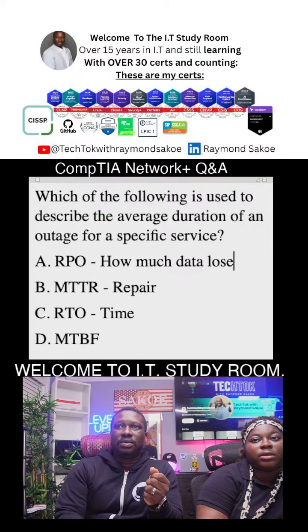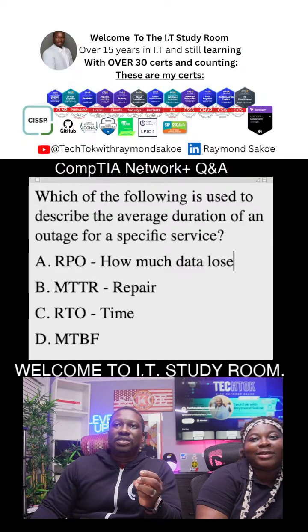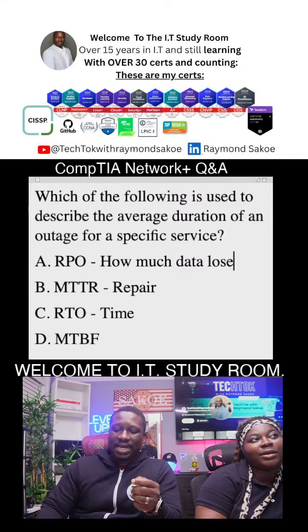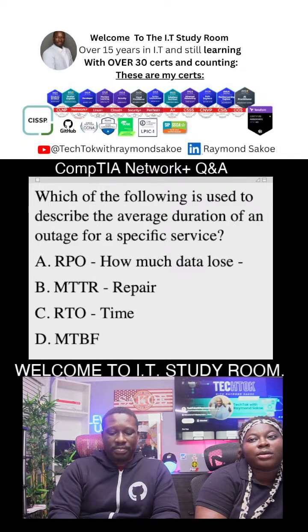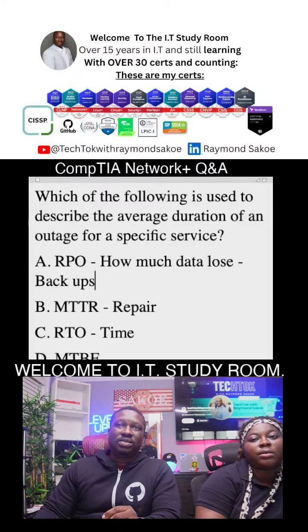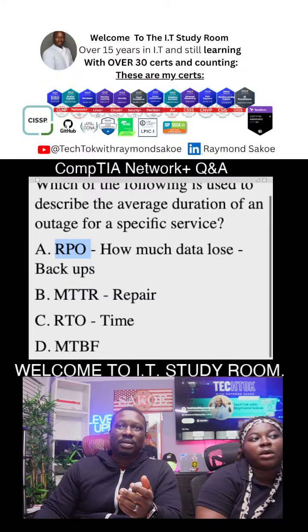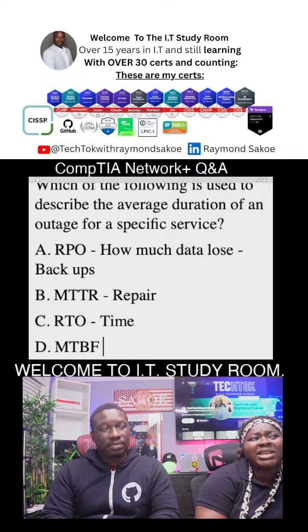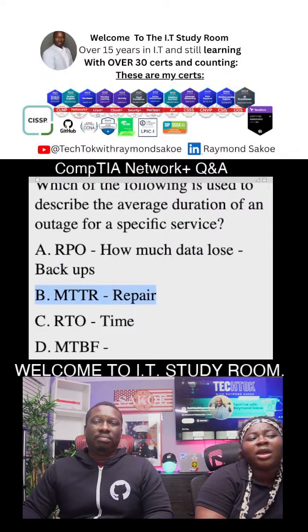Lose, right? Okay, so that is it. And this ties back to backups. It depends on how long your backup is, which will determine your RPO. Got it. And then what was the answer again? B. The answer was B.